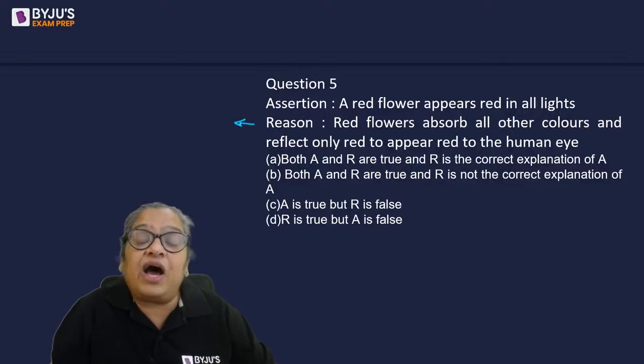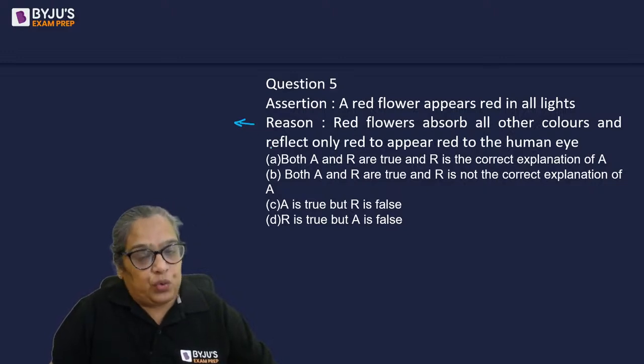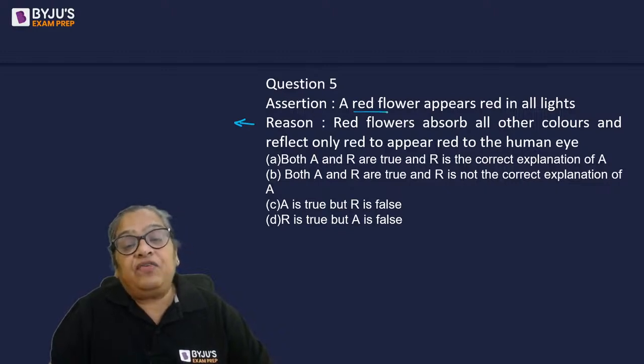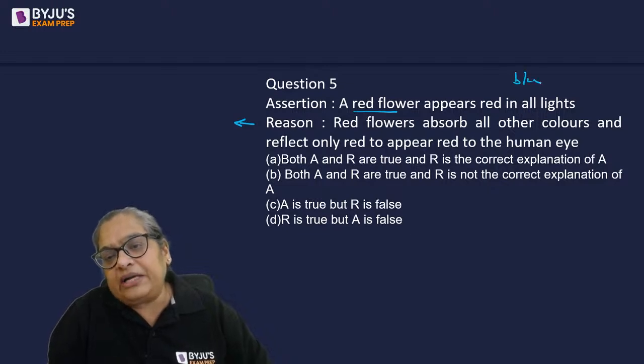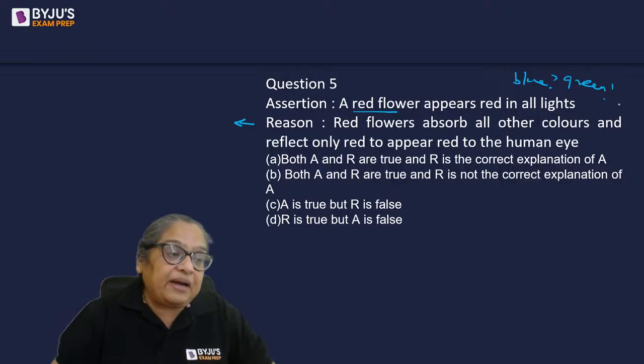Why does a red flower look red to us? Because red absorbs all other colors and reflects only red. Is this correct? Second, if you put a red flower in white light, it will look red. Have you ever looked at it under blue light, under green light? Does it still appear red?